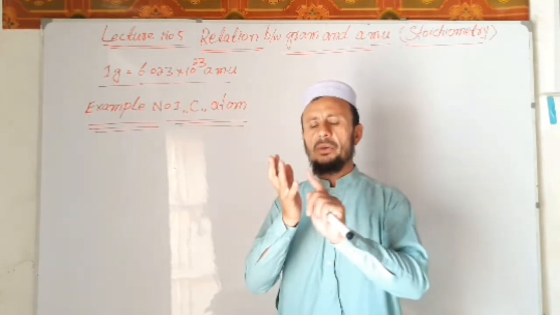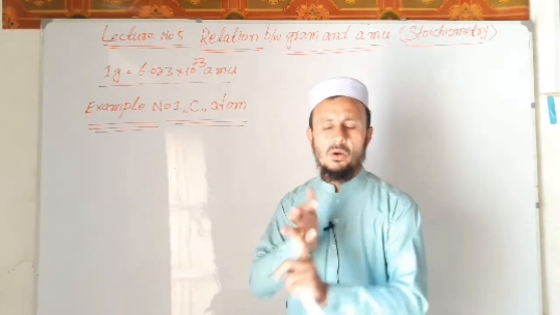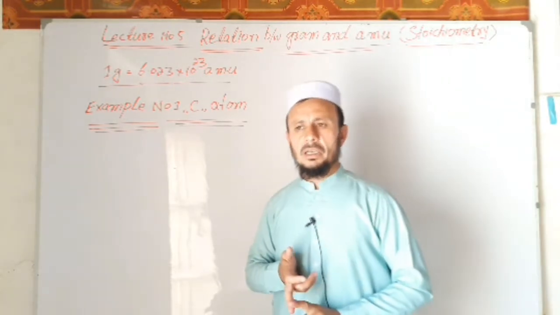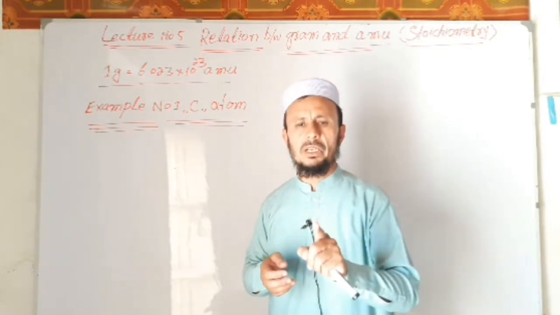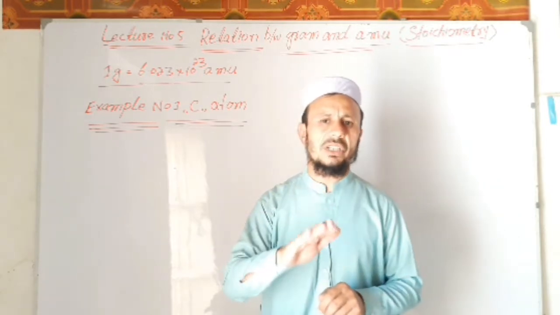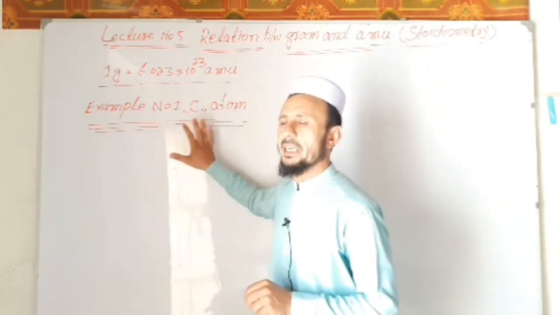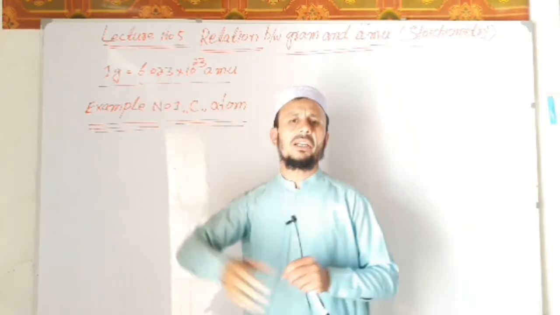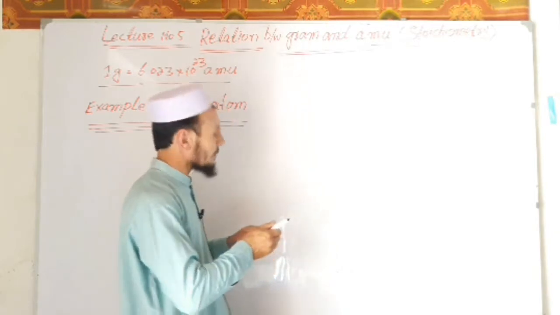In the first example, we have taken carbon atom. In the second example, we have taken oxygen atom. While in the third example, we have taken water molecule. But dear students, if you have not watched lecture number 4, A, B and C, you are advised to first watch lecture number 4, then it will be very easy for you to understand the derivation of this relationship. So dear students, let us start with the example of carbon atom.